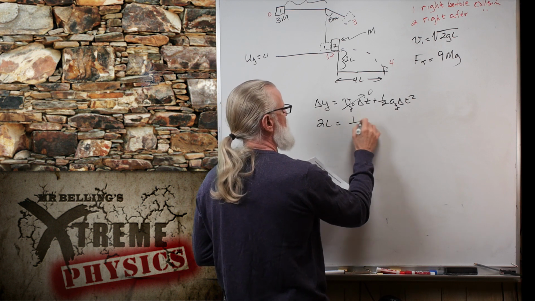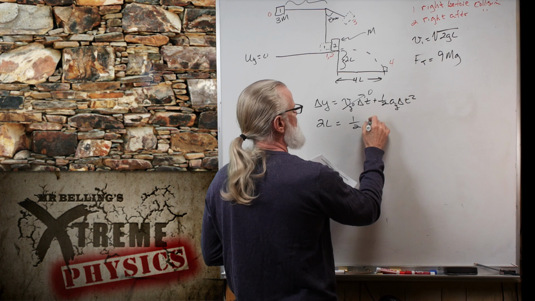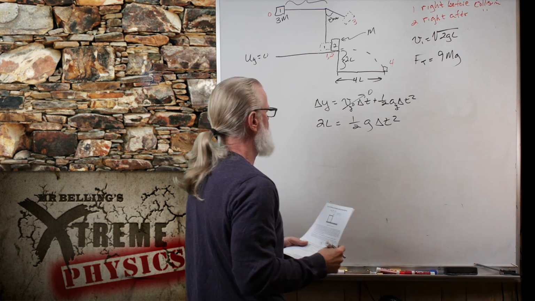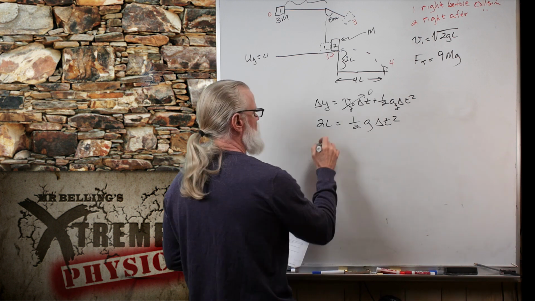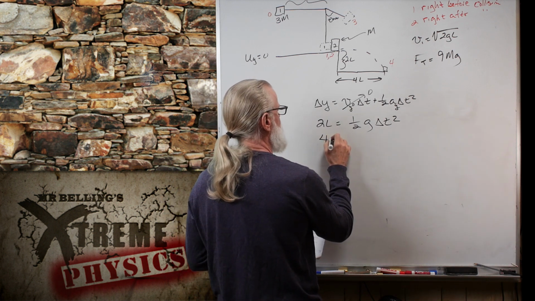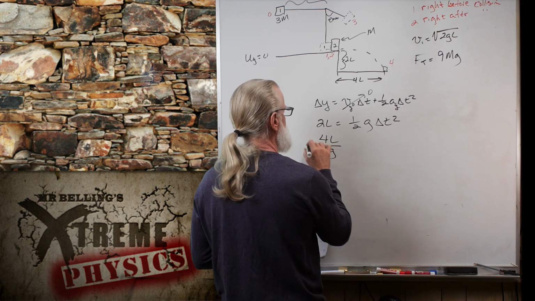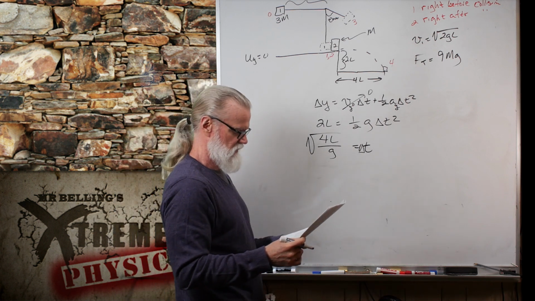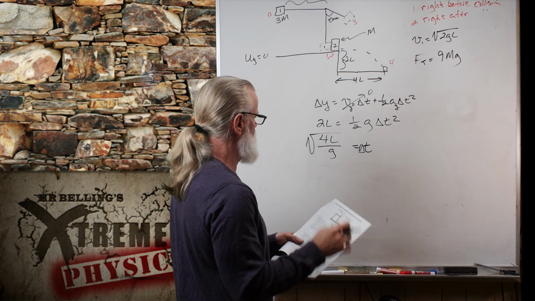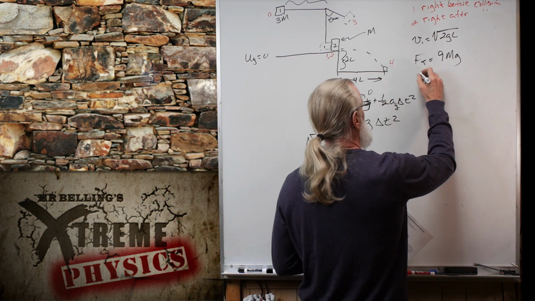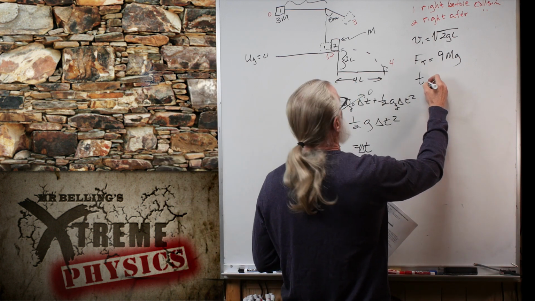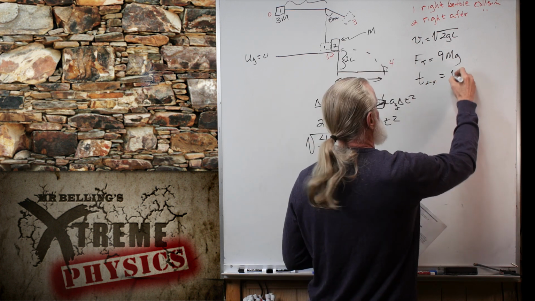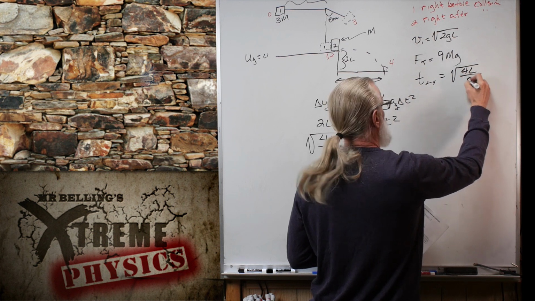2L equals 1/2 g delta t squared. And we want to just know what t is, right? So what do we got? We got the square root of 4L over g. And since t starts at 0, that is t. Calculate the time. So there we go. So t from 2 to 4, from here to here, is the square root of 4L over g.